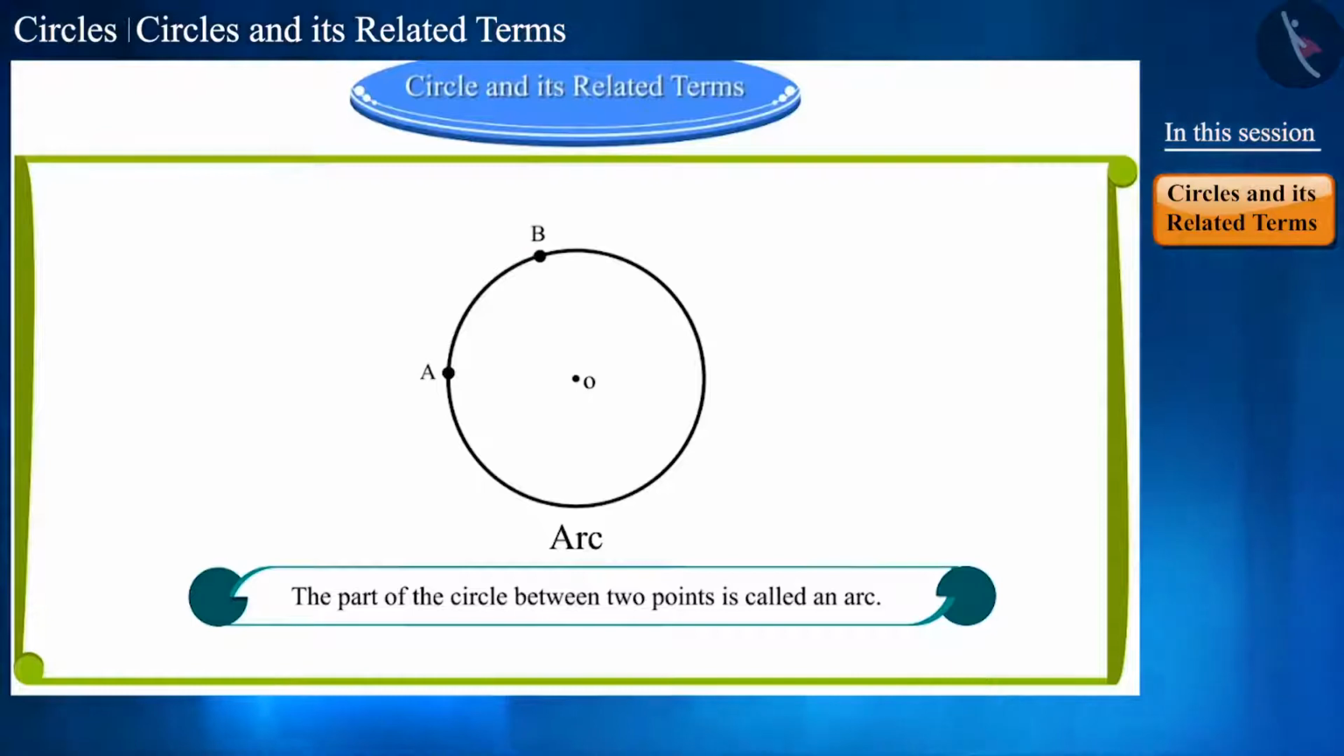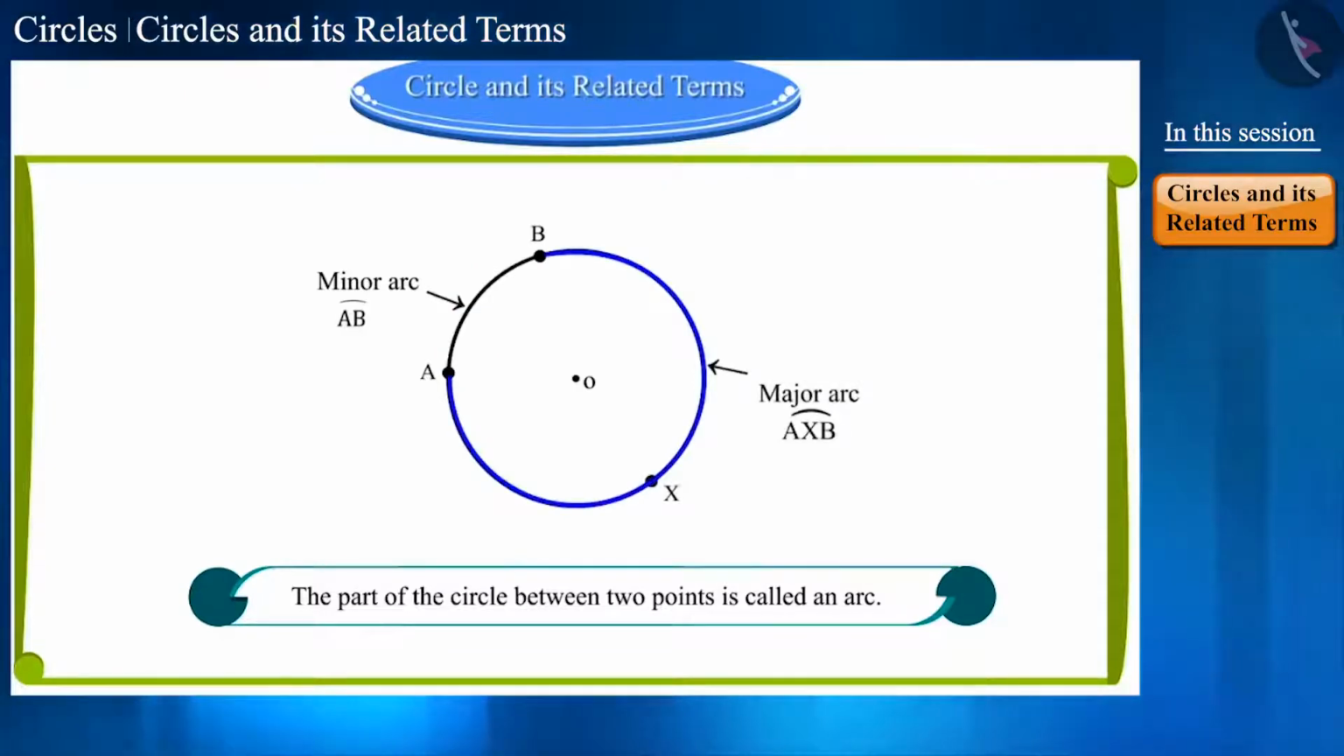Friends, there are 2 parts here. The small part is called minor arc, and the large part is called major arc. That is, AB is the minor arc, which we write like this, and AXB is the major arc, where X is the point between them.